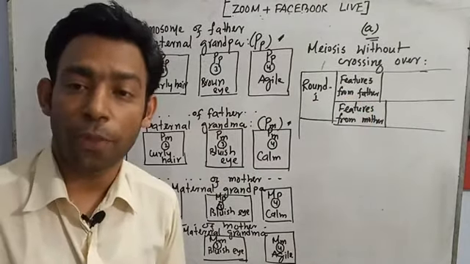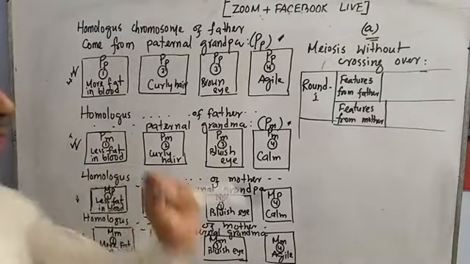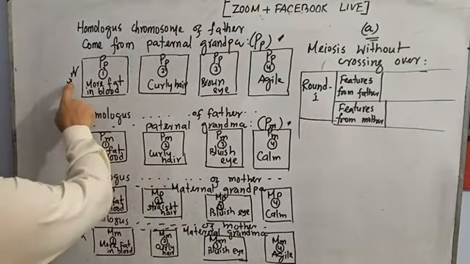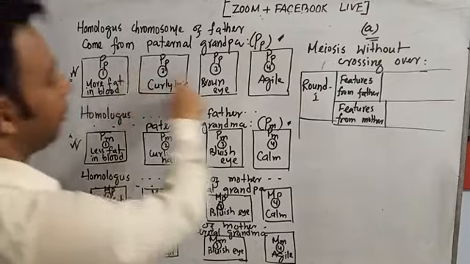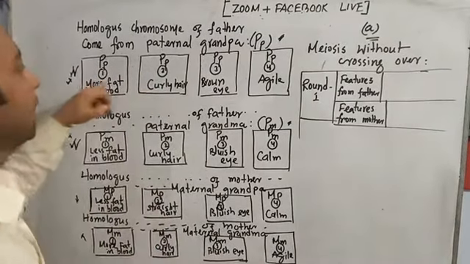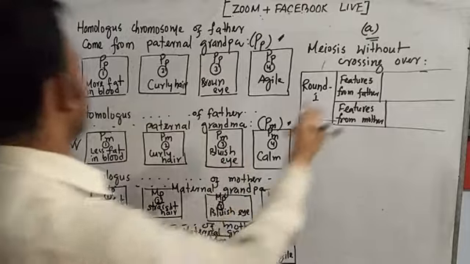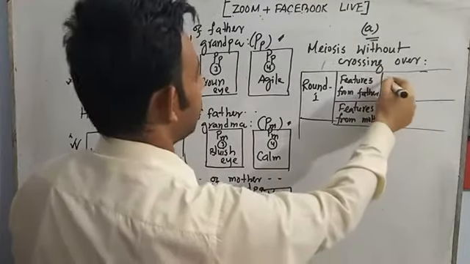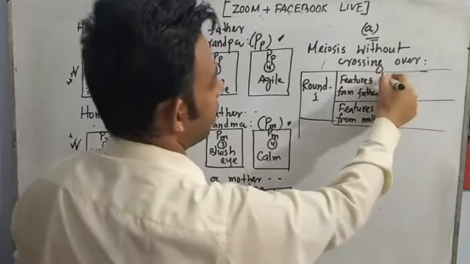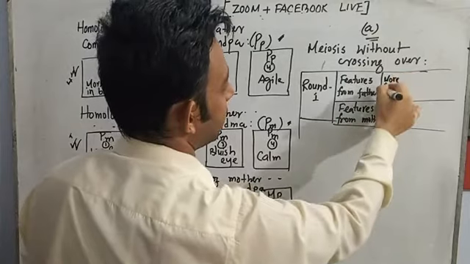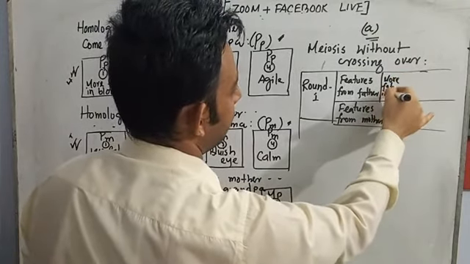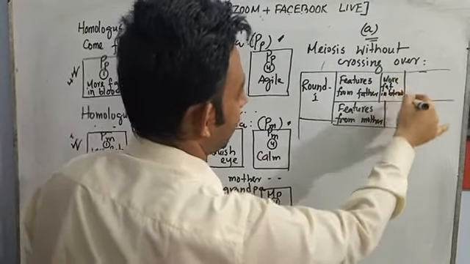Features from father. What do we get? Head. What we got through head is this one, all the features of head. That means the father got all these features from his paternal grandpa. Very simple. So more fat in blood, you can write more fat in blood, this one.